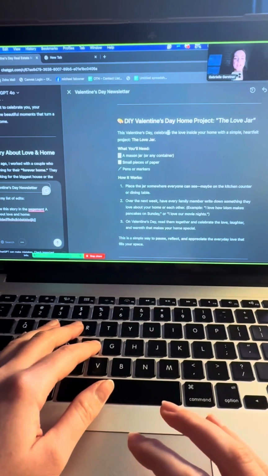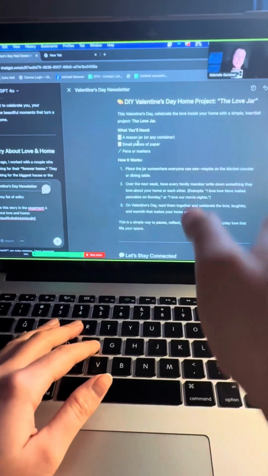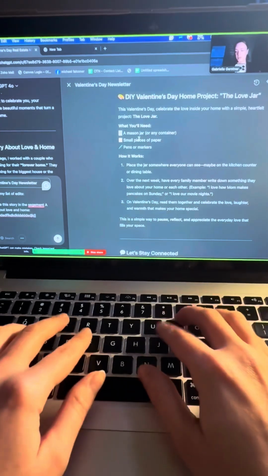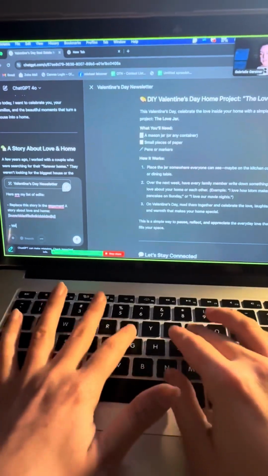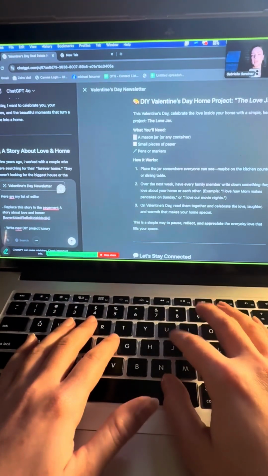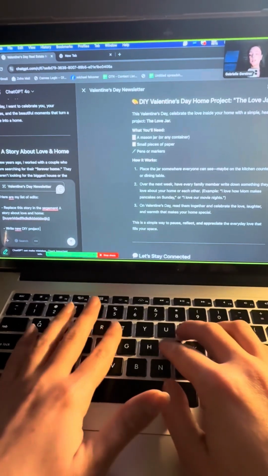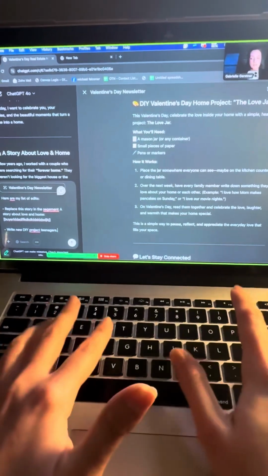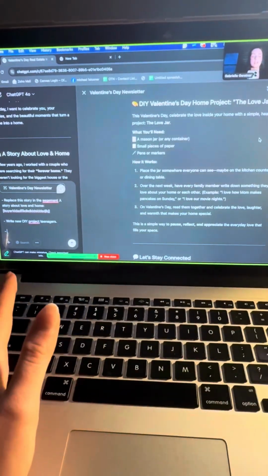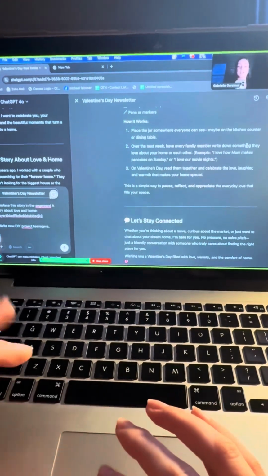So for this one, Valentine's Day, celebrate the love inside your home with a simple, heartfelt project, the love jar. Say that I didn't like this. It's cute, the setup is cute, but I didn't like the DIY project. So my edit on the other side will be write a new DIY project. You could say make it luxury, make it for little kids if everyone has little kids, or if you want it for older teenagers, for teenagers. The more specific you are with your edits, the better. But if you just said write a new DIY project, it would just write a new DIY project. And if you had a specific one in mind, tell it.